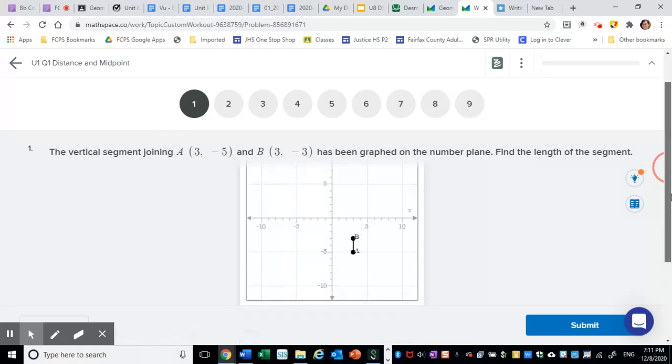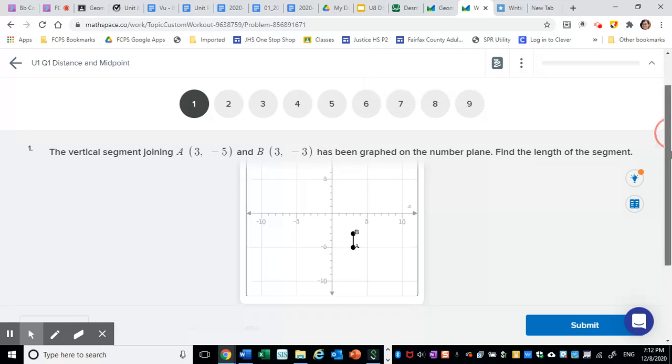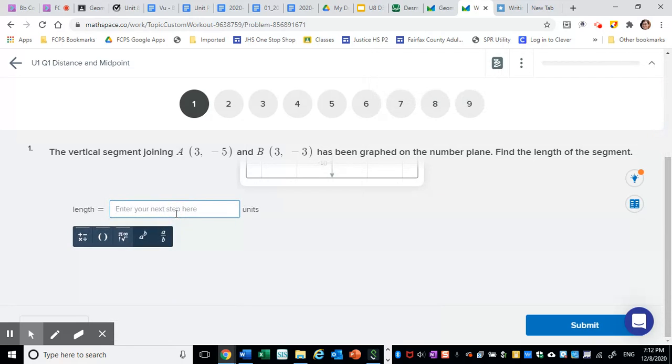Okay, so they're asking the distance between A and B. First of all, distance is always positive. Because this is vertical, you go here and you see that it is negative 5, and then you go up and you see that it is at negative 3. So the distance here would be 2 units. Again, distance is always positive, so you put 2 here, and then you submit.